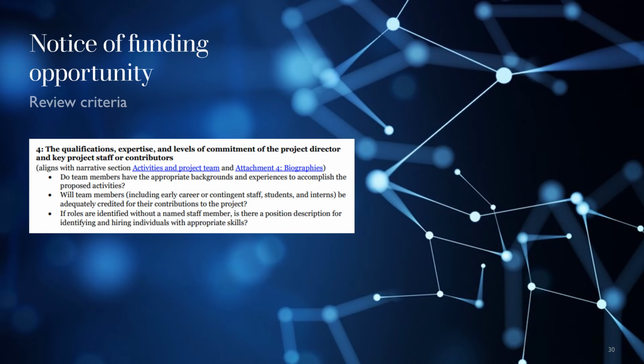Number 4 is the qualifications, expertise, and levels of commitment of the project director and key project staff or contributors. Here, you will want to explain the role each team member will play and document how that person's background and training makes them a good fit for the project. Ensure that each team member is appropriately credited for their contributions, and if your project includes early career or contingent staff, students, or interns, that they are receiving adequate mentorship or professional development opportunities. And describe strategies for recruiting people with appropriate skills when roles are identified without a named staff member.